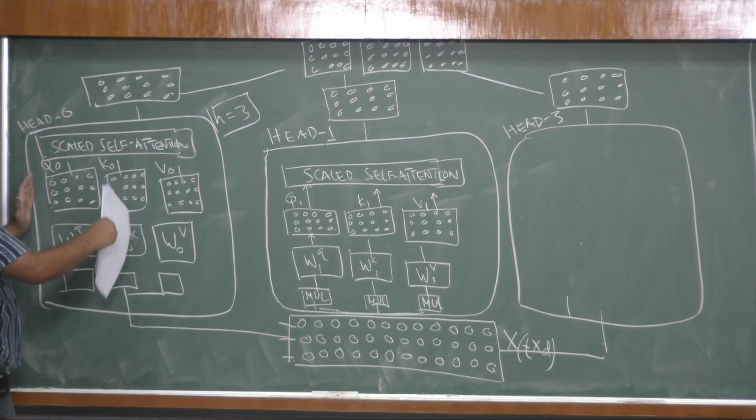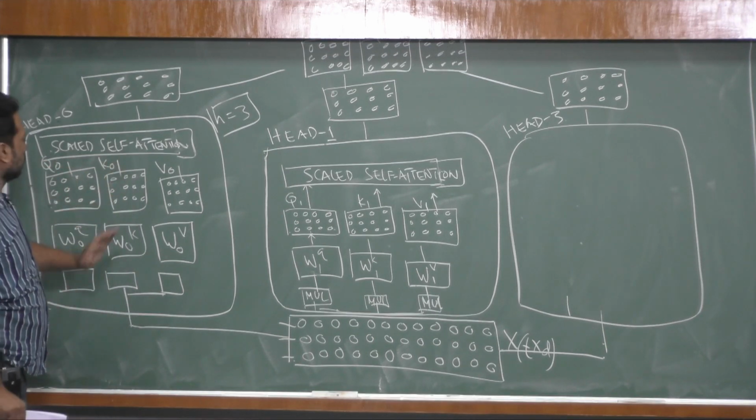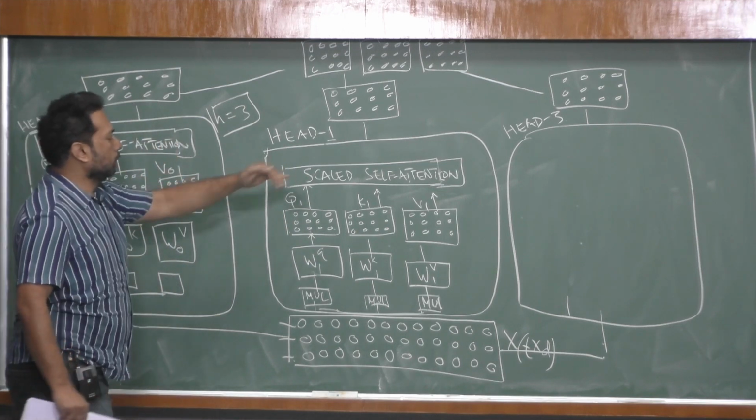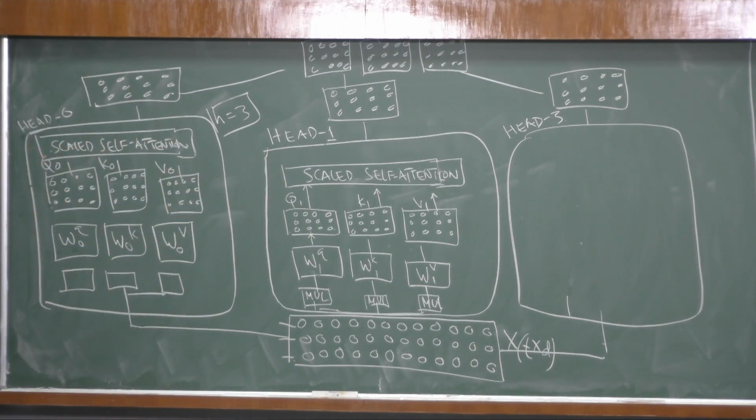So each of these, if they maintain D keys, has D columns. So all these are like T by D, T by D, T by D. If you add them up, then you are increasing the memory quite a lot as the heads are increasing. In modern-day transformers, they use many heads.